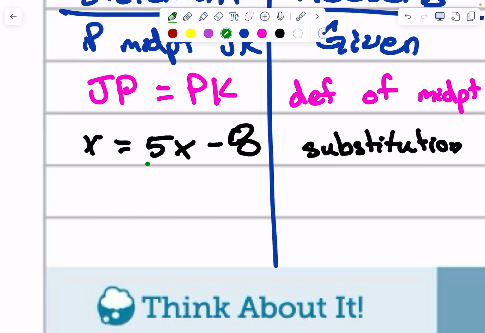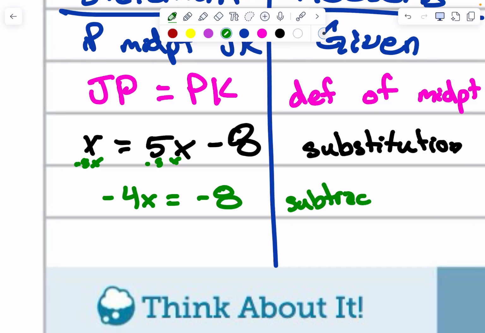I'm going to subtract the 5X, right? Subtract 5X, subtract 5X. So my next step would look like what? Negative 4X equals negative 8. Now, how am I able to do that? Subtraction. The subtraction property, right? Subtraction property says that I can subtract it over to the other side and it's there, okay?